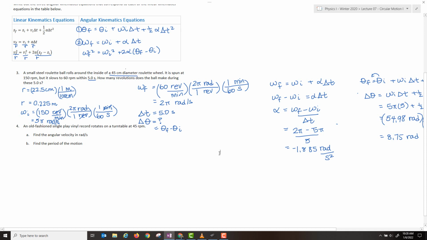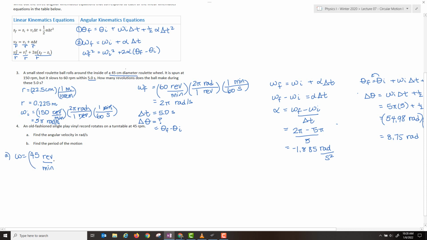An old-fashioned single-play vinyl record rotates on a turntable at 45 RPM. So A, find the angular velocity, which the units should be radians per second. So we have 45 revolutions. RPM means revolutions per minute. And we're just changing the units to be radians per second. So that's angular velocity. I'm going to just call that omega.